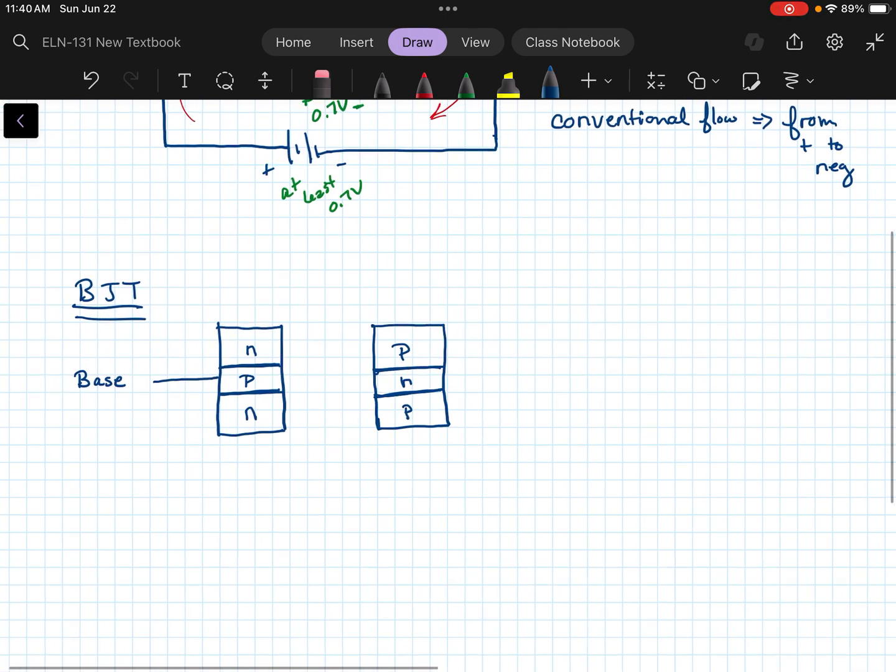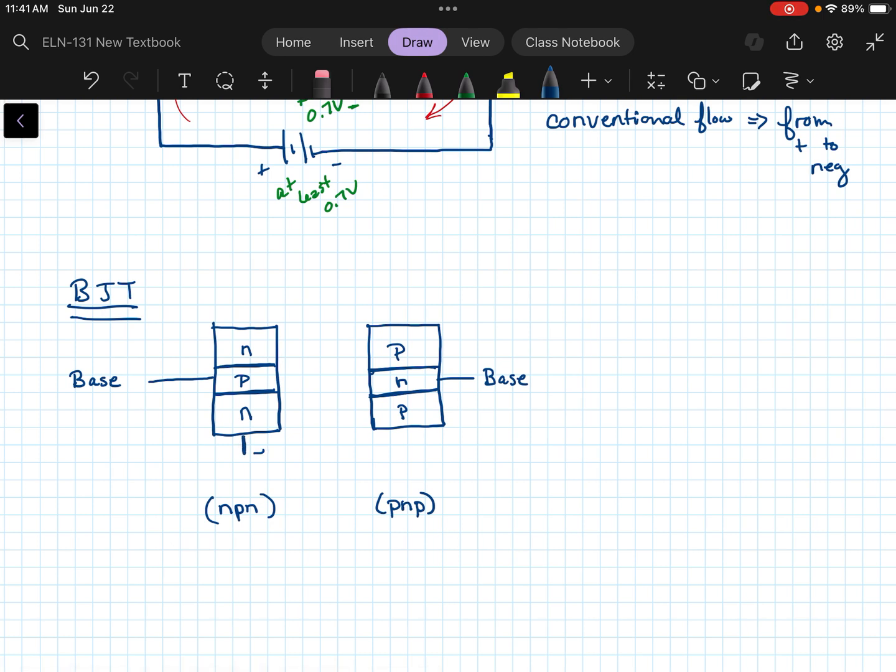Okay, so for what we call the NPN transistor, that would be the P-type material in the middle. And for the PNP transistor, that would be the N-type material in the middle. Now, one side on the NPN transistor, one N-type material is called the emitter, and the other is called the collector. Now, these are not interchangeable. They're actually a little bit different.